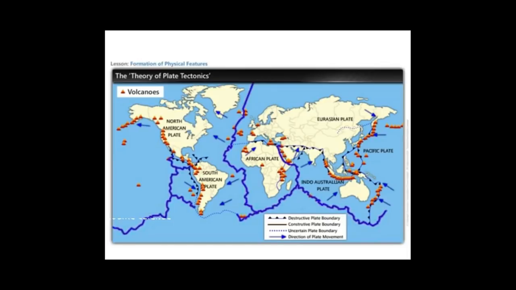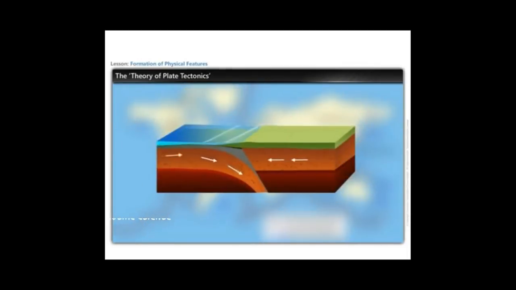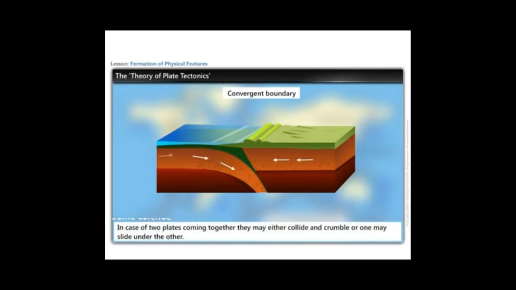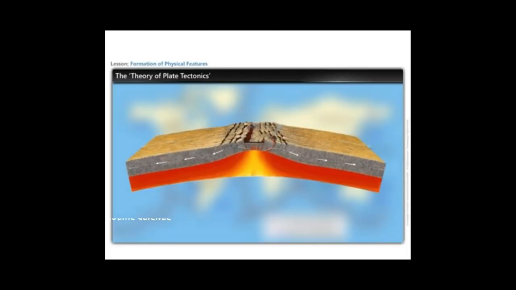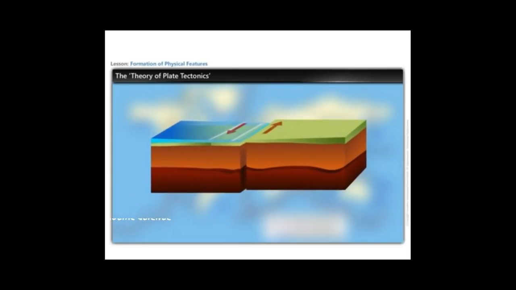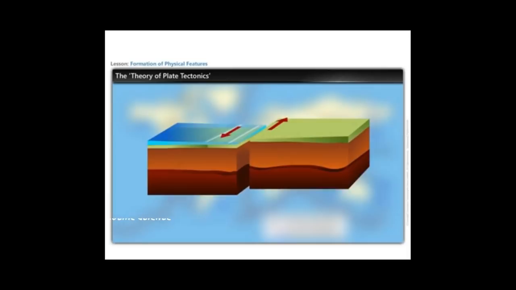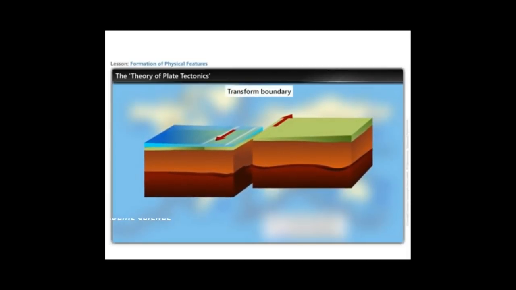These plate movements are classified into 3 types. Some plates come towards each other and form convergent boundary. In case of 2 plates coming together, they may either collide and crumble, or one may slide under the other. Some plates move away from each other and form divergent boundary. At times, plates may also move horizontally, passing through each other and forming transform boundary.